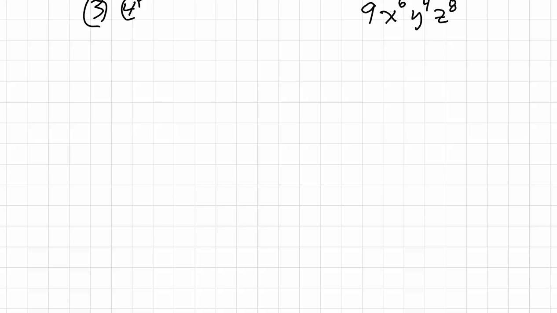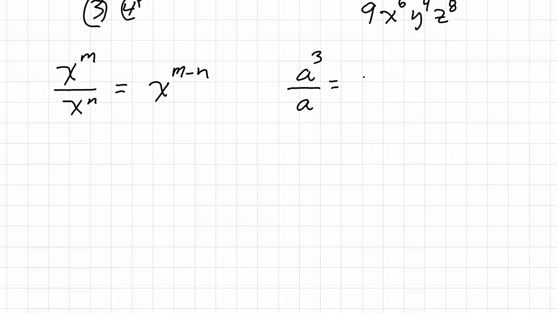Another component we can work with is division. So if we take, for instance, x to the m divided by x to the n, then we simply subtract. So if we have a to the 3rd over a, that's a to the 3rd minus 1, because really this exponent, if we leave it off, is 1, and this becomes a squared.